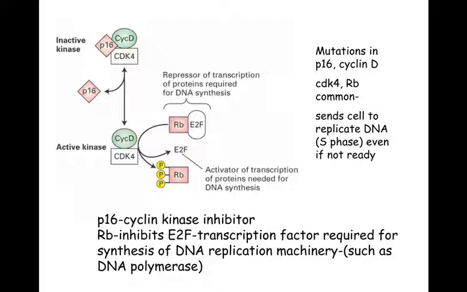So again, it's not just RB that can be mutated, and I mentioned when we talked about it in the last podcast, it's mutated in almost all cancers. But anything in the pathway that interacts with RB can also be mutated and lead to an oncogene, or lead to cancer.